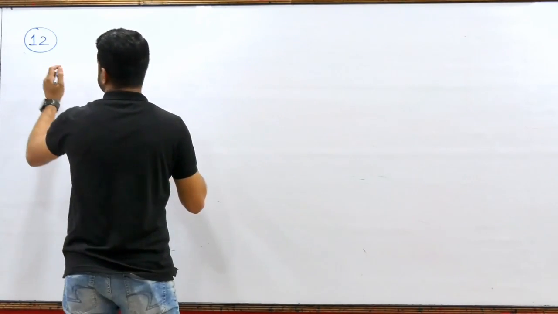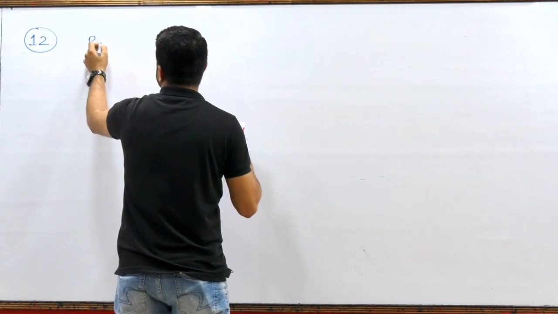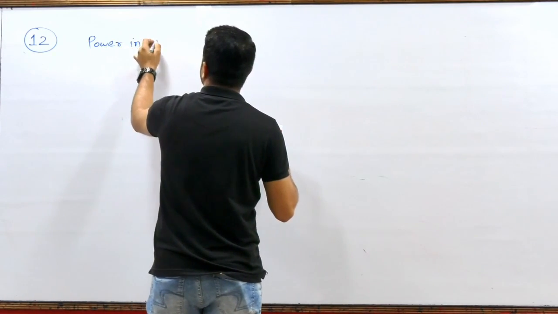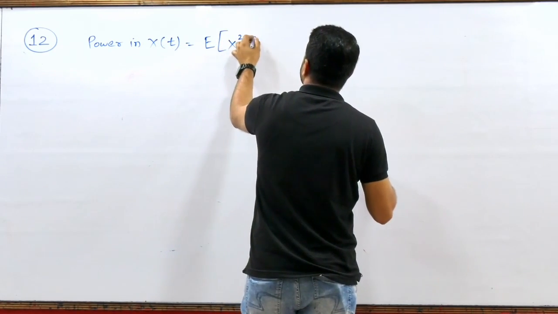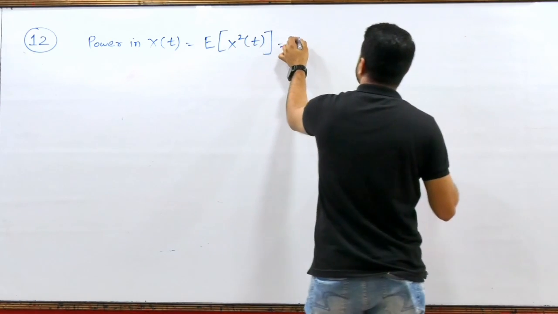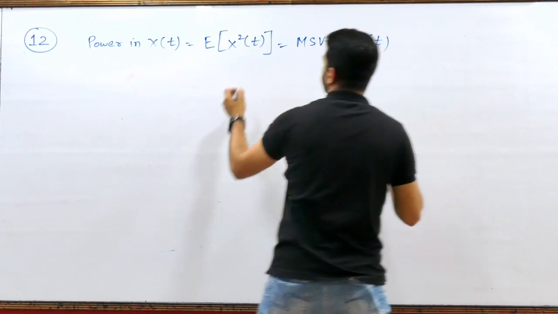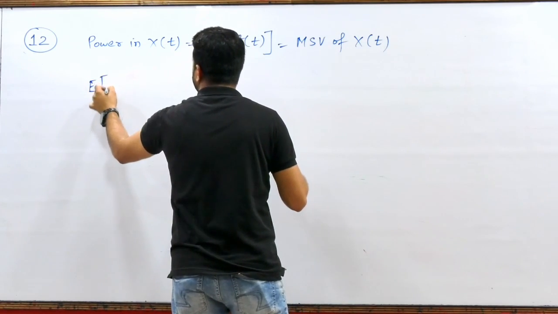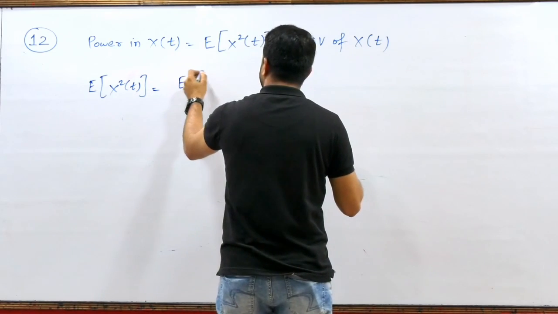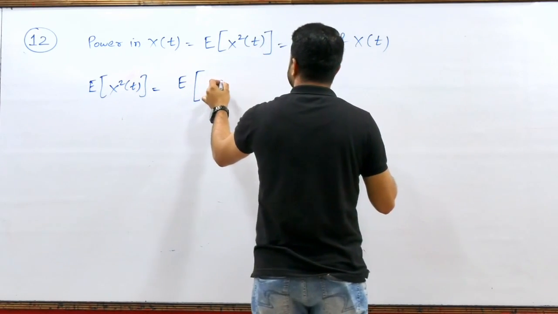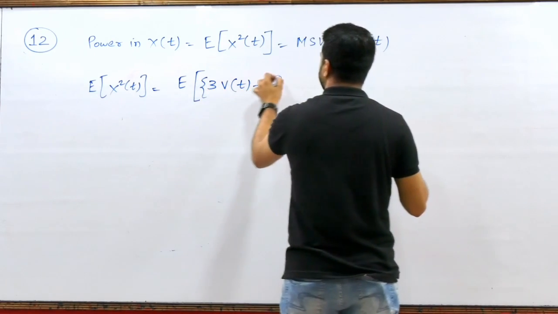So let me solve this question. Question number 12. We have to calculate the power. Power in x(t) is nothing but the mean square value of x(t). So the expected value of x²(t) we have to calculate. That is the expected value of (3v(t) - 8) whole square.